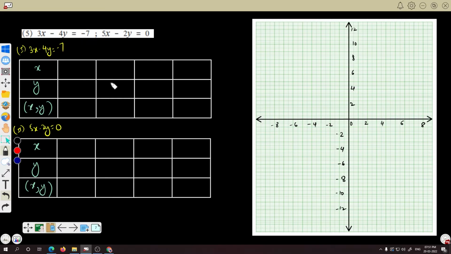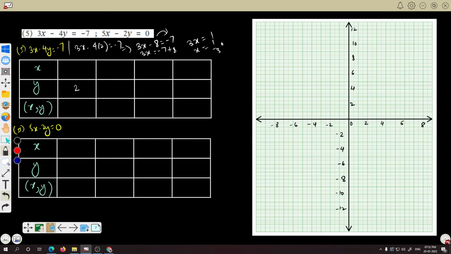Put y as, let's say, 2. So what will happen if I take y as 2? The equation will be 3x minus 4 into 2 is equal to minus 7, which means 3x minus 8 is equal to minus 7. Shift this minus 8 on the other side. So minus 7 plus 8, so this will be 1. So 3x is equal to 1. x turns out to be 1 upon 3.